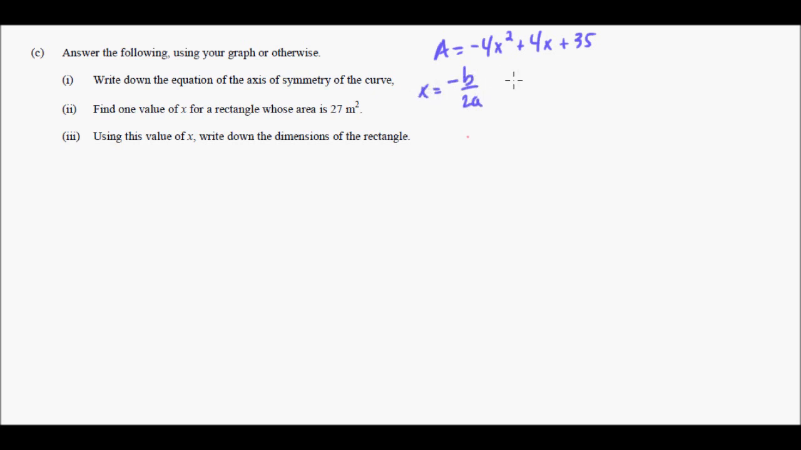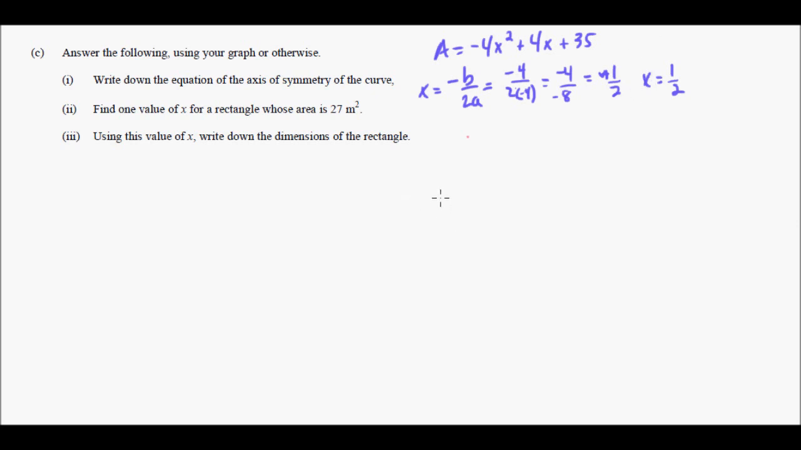Okay, so I rewrote the original equation to put it in order. B is 4, so it's going to be negative 4 over 2 times negative 4. So what we get here is negative 4 over negative 8, which would be, not negative 1/2, sorry, 1/2. So x is going to be equal to 1/2. That's your axis of symmetry. And make sure you put the x equals. A lot of kids forget that.